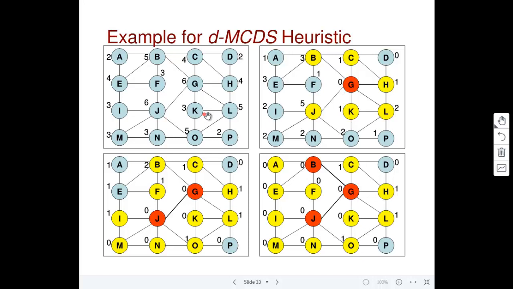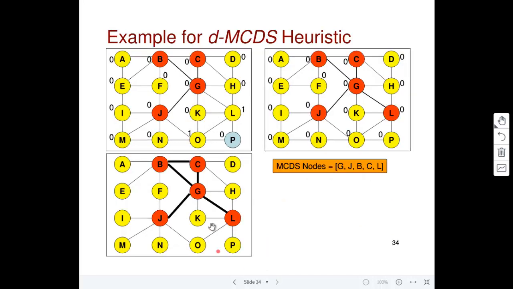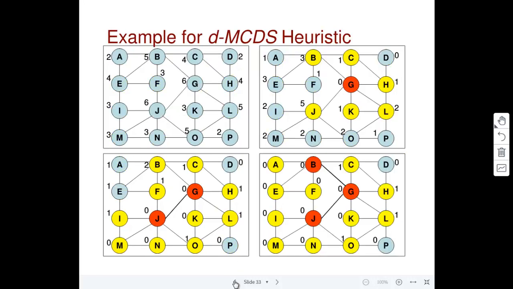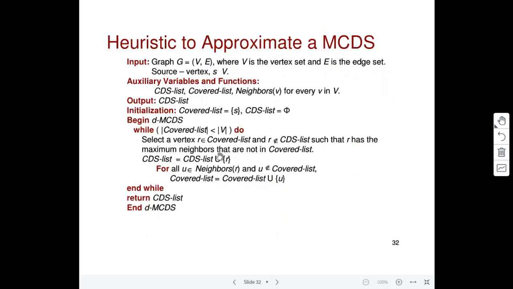In each iteration, we will prefer to include a node that will cover more neighbors, so that the total number of nodes that we eventually want to include in the connected dominating set is as few as possible. With fewer nodes in the connected dominating set, we want to cover as many nodes as possible. That's why this heuristic is a maximum neighbor based one, and why it's called the degree based heuristic. So we prefer to include nodes with a larger degree.